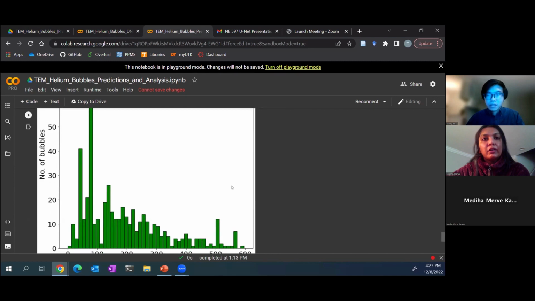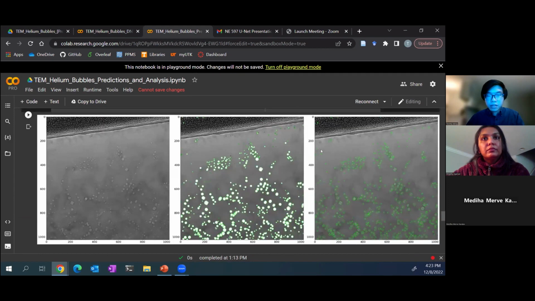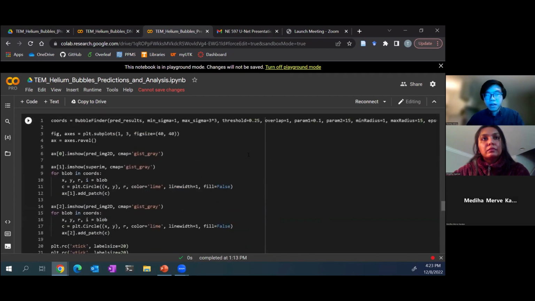And this is you're doing by using OpenCV, right? Yes. So this is actually done with scikit-learn.